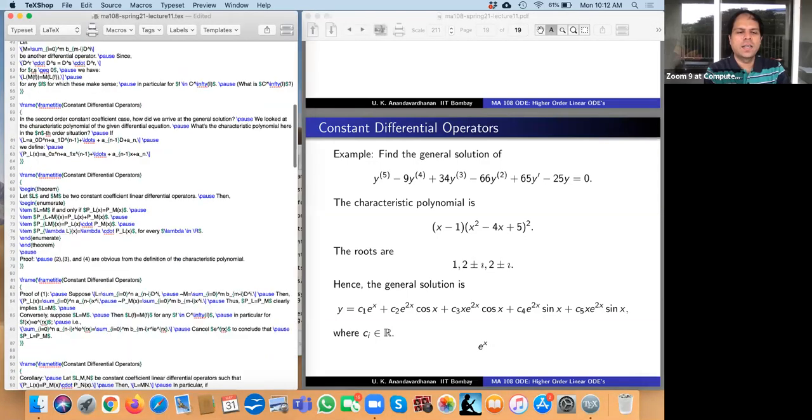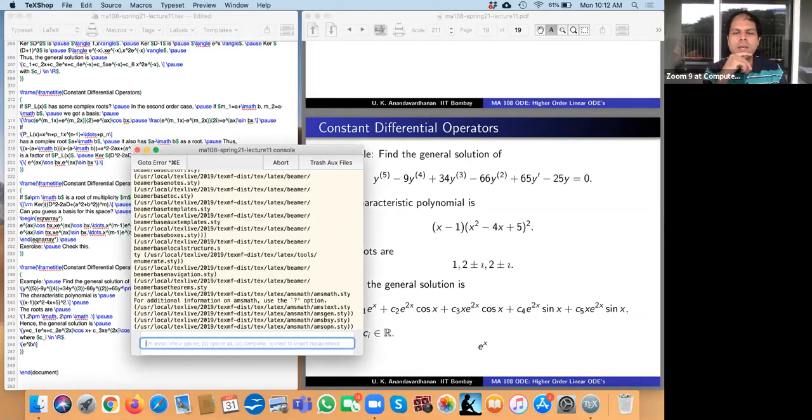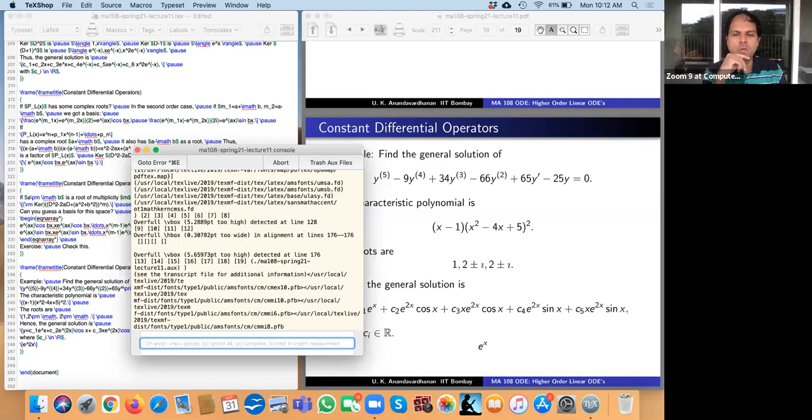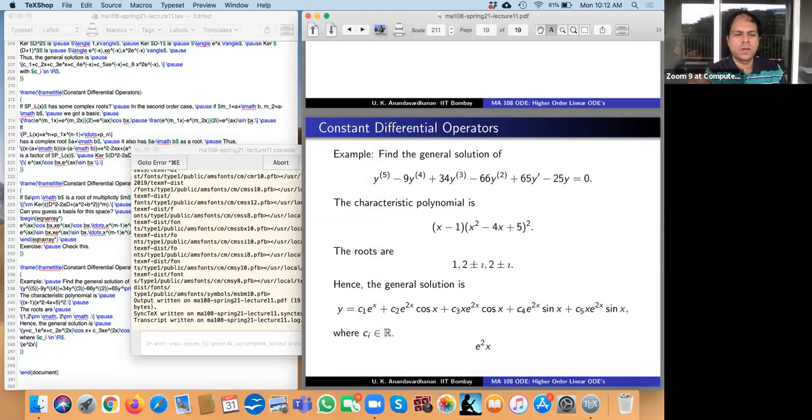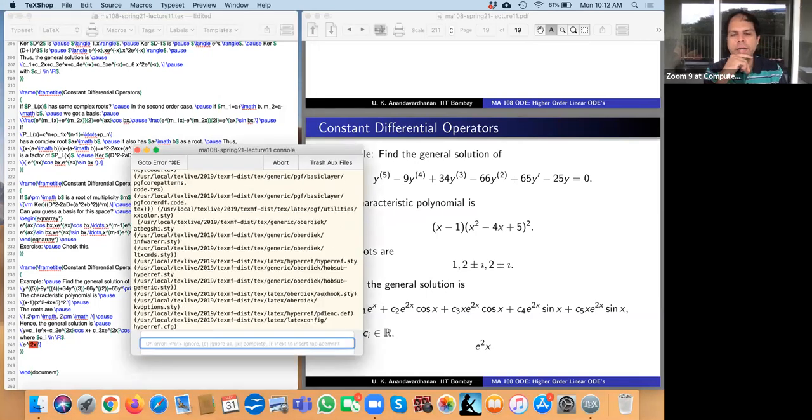This is how e power x was. Then I said there is a typo, and I put 2 and I put a bracket. Suppose I did not put a bracket, then only that 2 will come in the superscript, and that x will come down. So I have to put a curly bracket here, inside the curly bracket. Now x will go up.